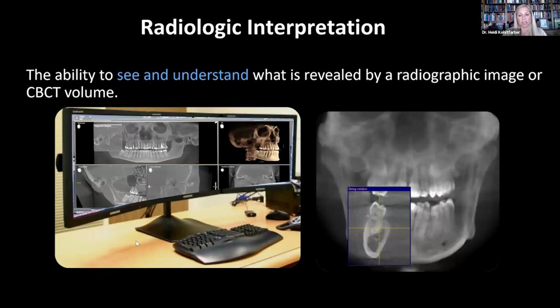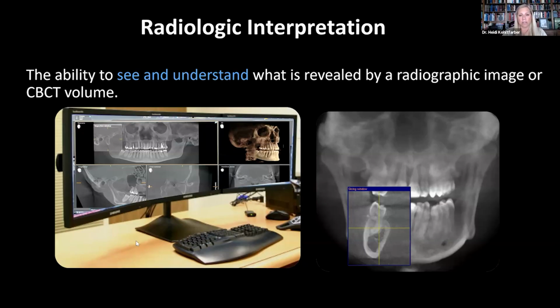We're talking about a radiologic interpretation. That's the ability to see and understand what is revealed by a radiographic image or a CBCT volume. And that seems pretty self-explanatory. But we do know that learning how to visualize all of the gray values in the CBCT does take time. There is a learning curve to it. So you do want to be patient with yourself. Again, you do want to take courses and that sort of thing to help you to identify what a radiologist might be looking at, how we might think about things and go through a scan.